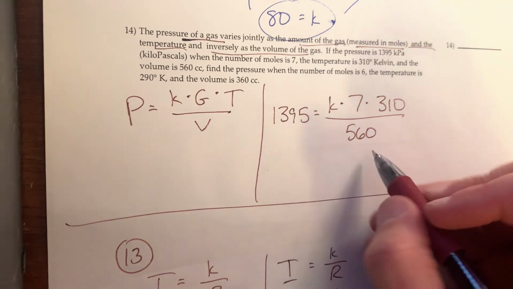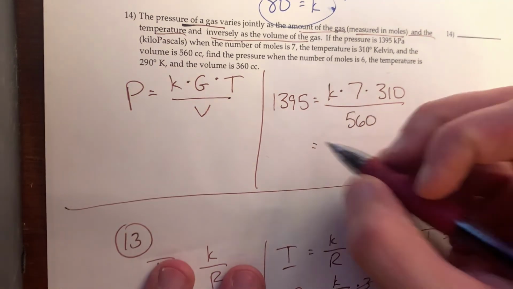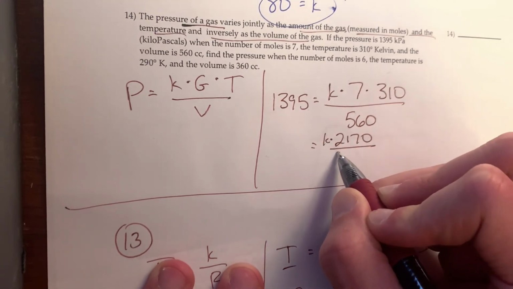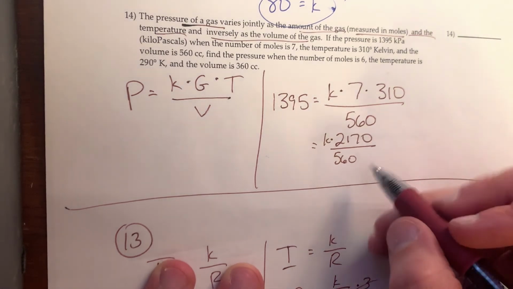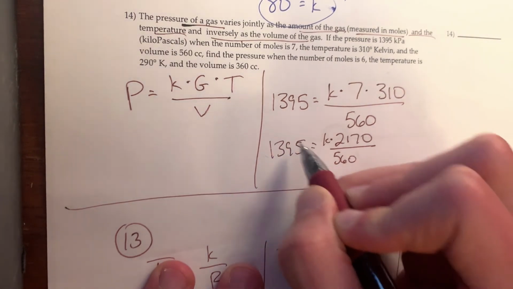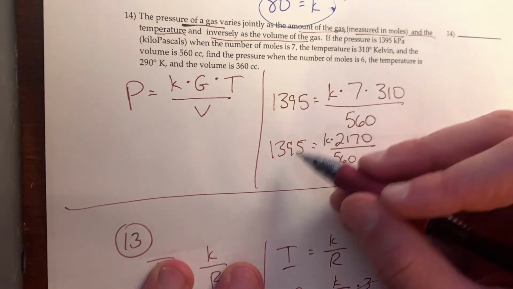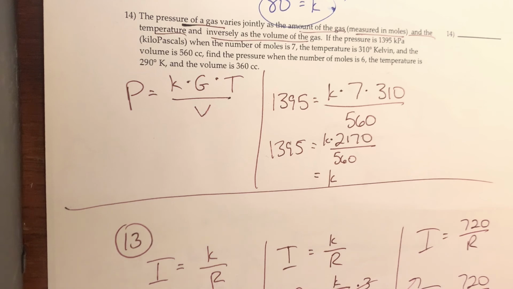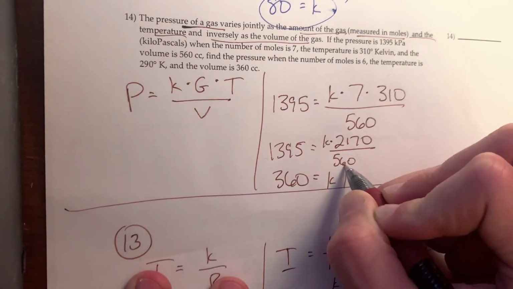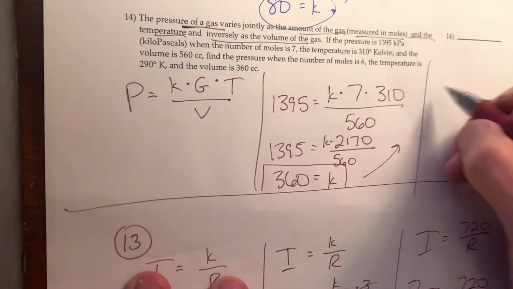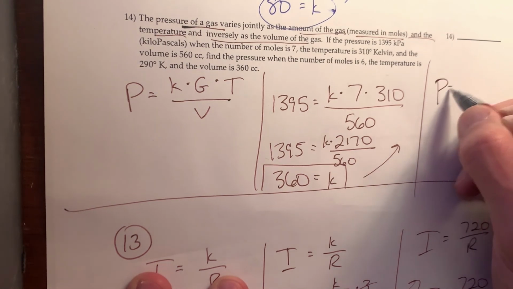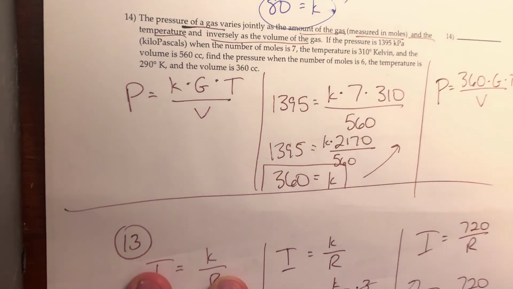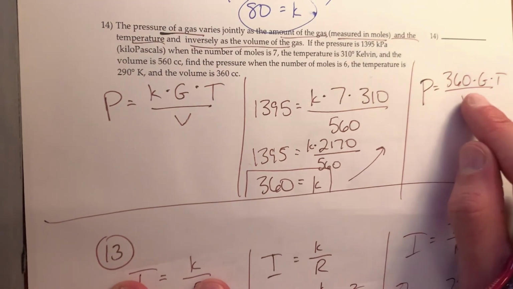Okay, so again, we solve this for K, right? We can multiply. So up top here, we get 2170. K times 2170 over 560. Okay, and then 1395. Okay, and basically you can multiply by 560 and then divide by the 2170. Huge numbers. You end up getting a nice round number of 360. So again, our third step, rewriting this, P equals 360 times G times T over V. Okay, so there's our equation with our new K value in there.